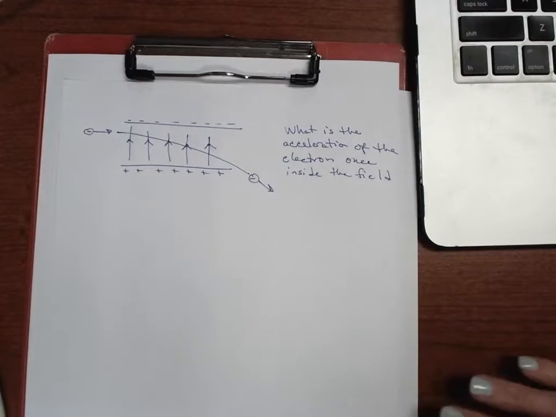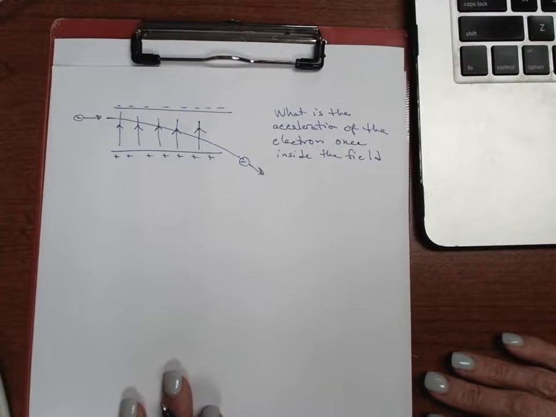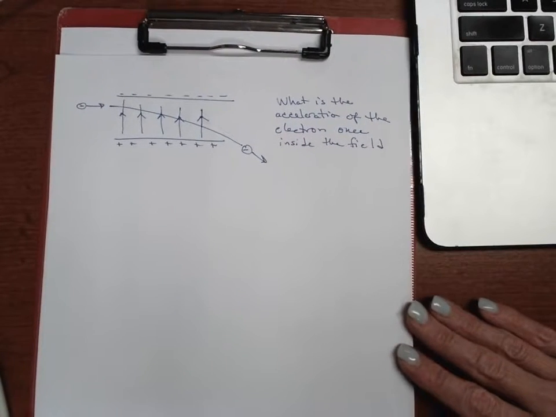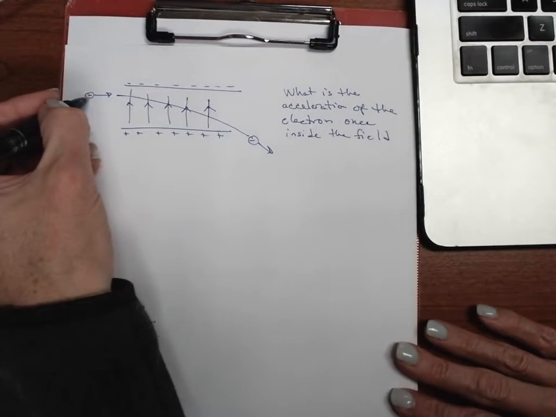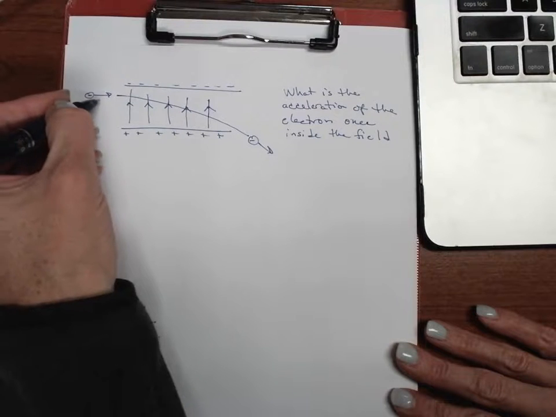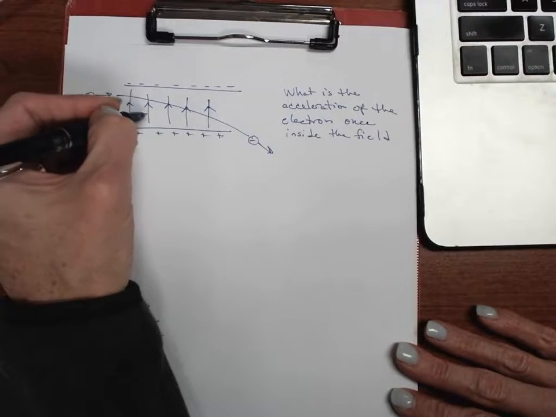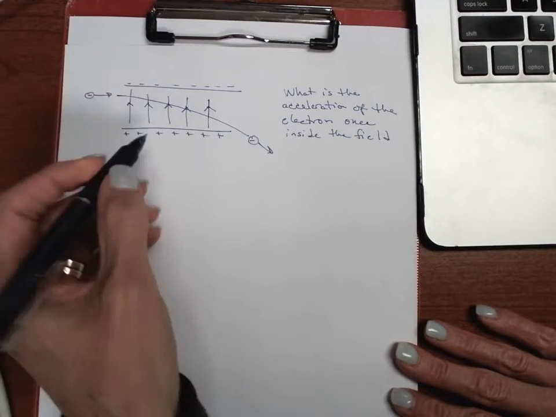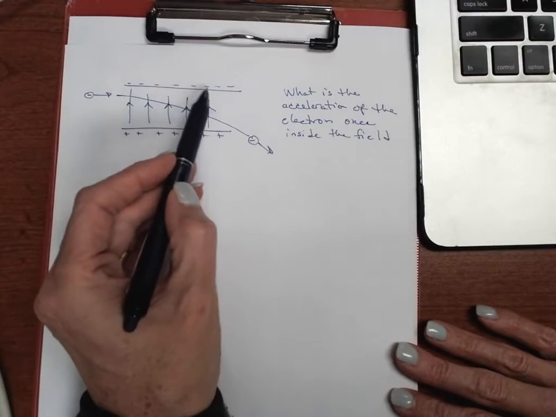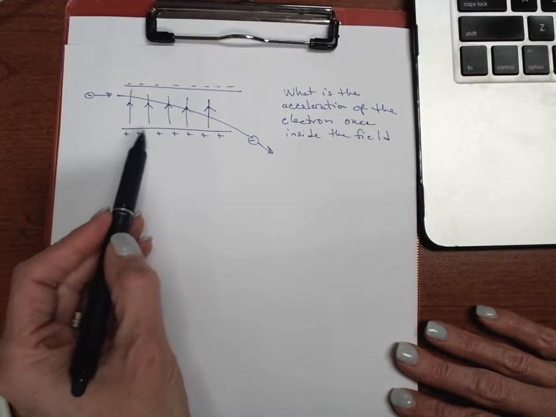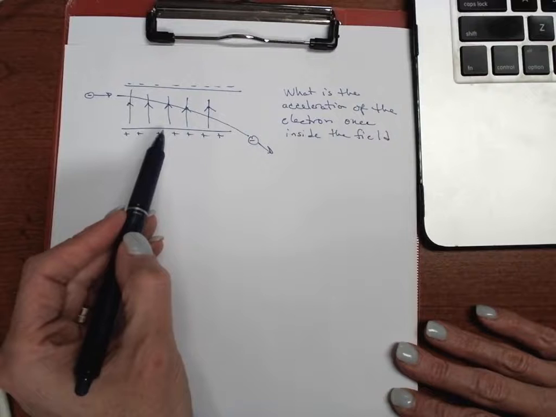In this problem, we need to calculate the acceleration of the electron once inside the field. So looking at this electron, notice it's entering the field, so these lines are representing the electric field. And notice that I have a negative plate at the top and a positive plate at the bottom. And so that's what creates the field.